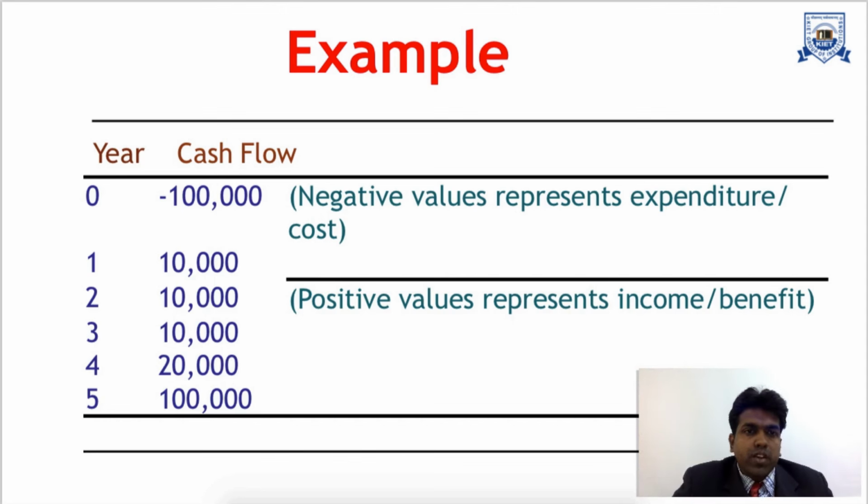So this is the cost which is involved, and these are the benefits which we are getting. Means first year we are getting 10,000, second year 10,000, third year 10,000, fourth year 20,000, and in the fifth year of launching the project, the total benefit we are getting is 1 lakh.